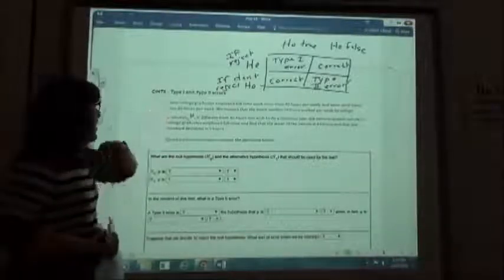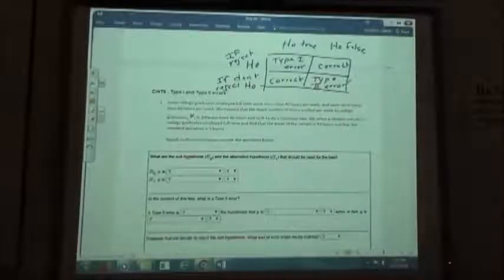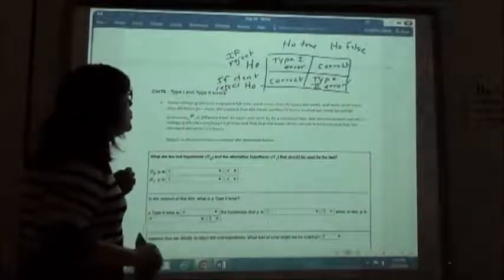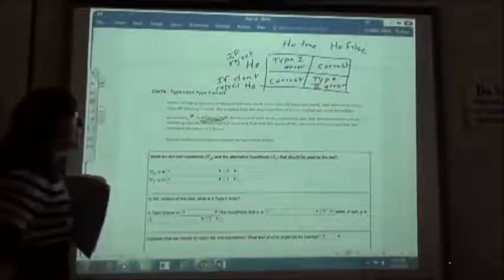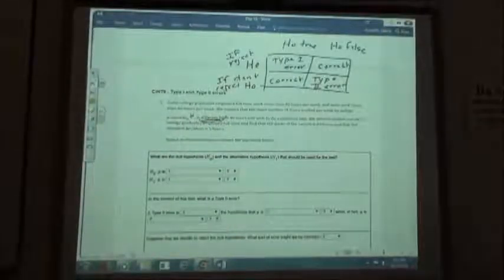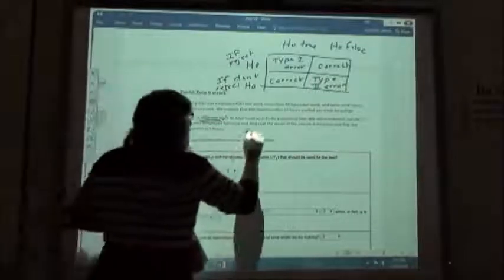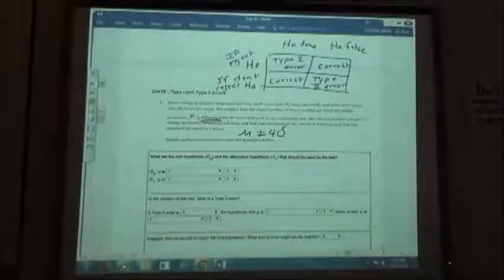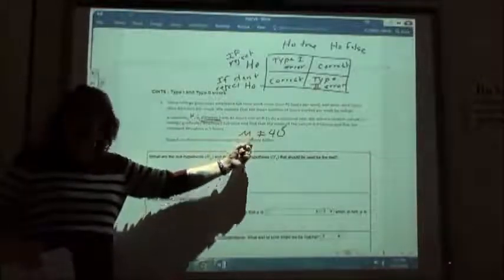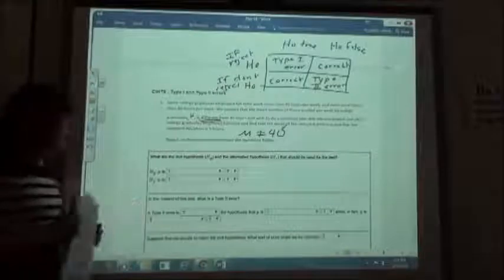So, some college graduates employed full-time work more than 40 hours a week. Some work fewer than 40 hours a week. We suspect that the mean number of hours worked per week by college graduates is different. If it's different, then I'm going to say that it is not equal to 40, right? If it's different than 40, it's not equal to 40. So, this is going to be my alternate hypothesis.